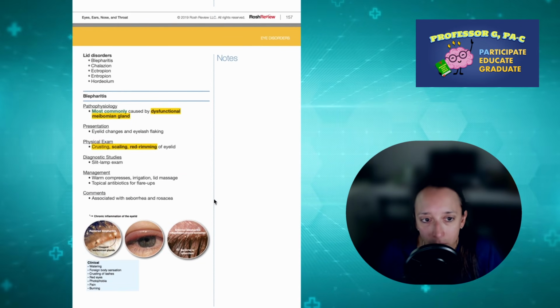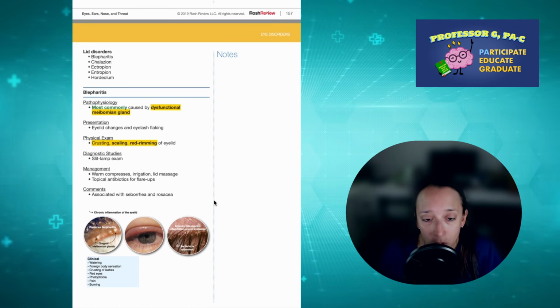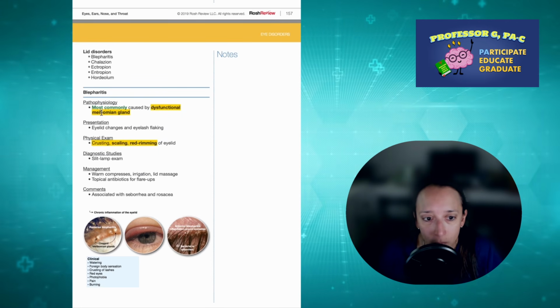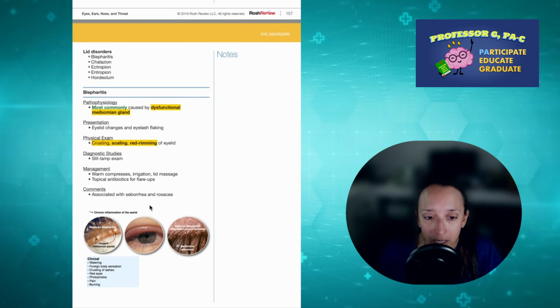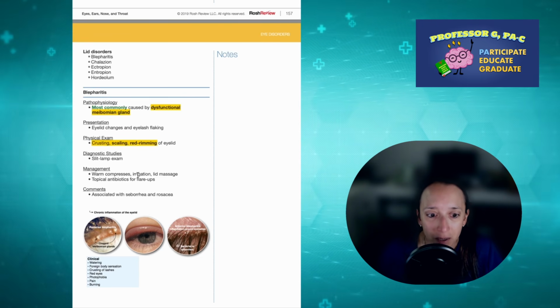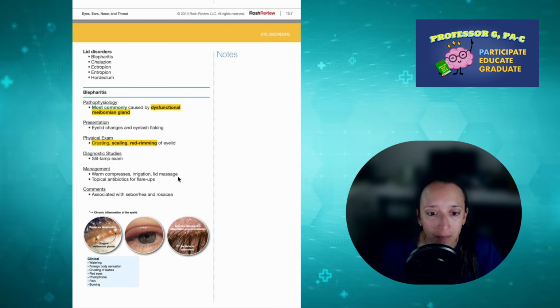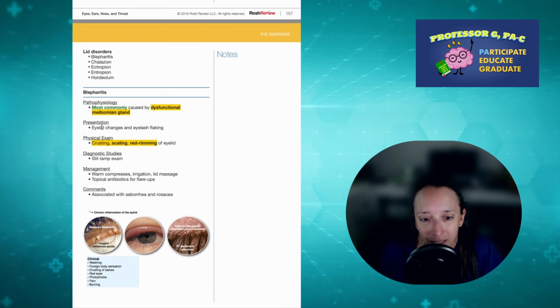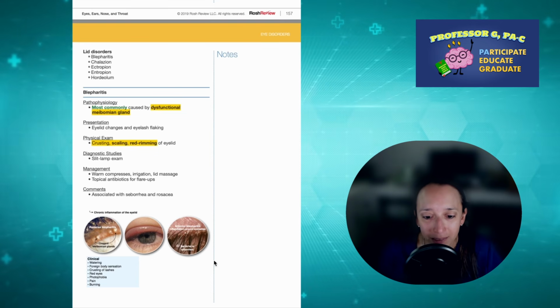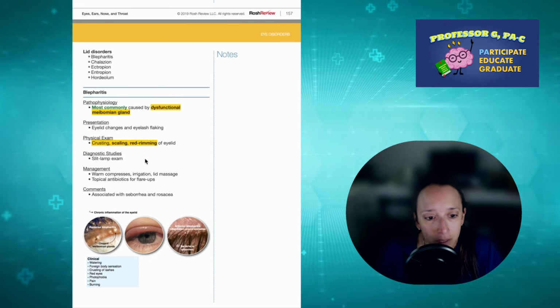All right, now some lid disorders. So blepharitis. Blepharitis is most commonly caused by dysfunctional meibomian glands. They get kind of clogged, and it can be infectious in nature. It can be from like excess sebum production. It can be from a lot of different things, but we see staph as one of the major culprits. We have some eyelid changes. We get flaking, dryness, and seborrhea sometimes.